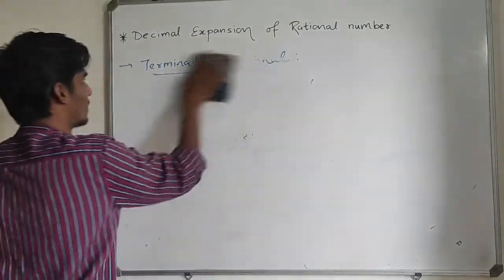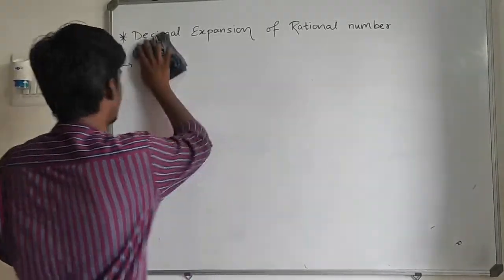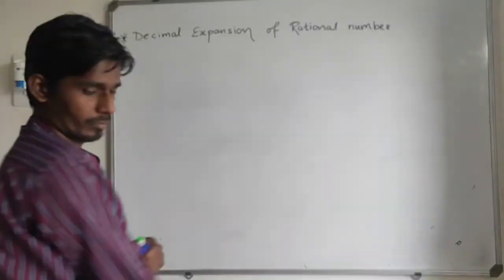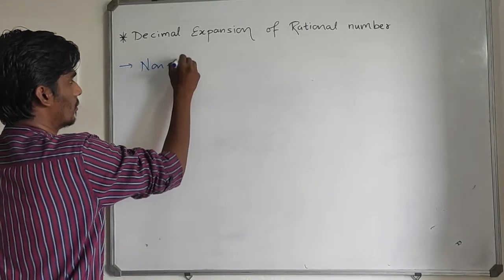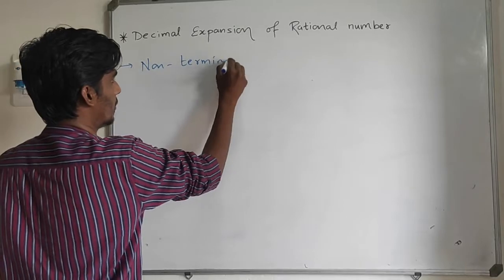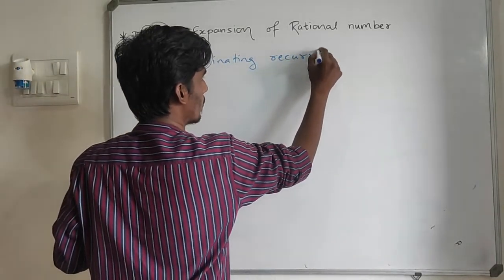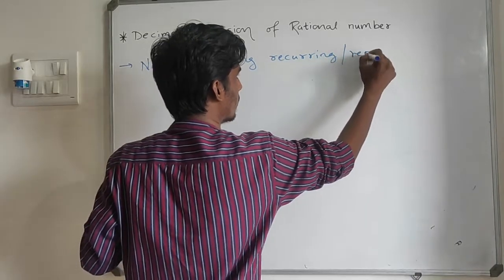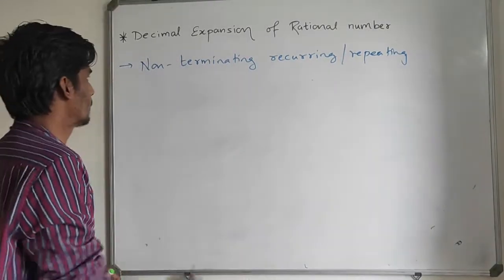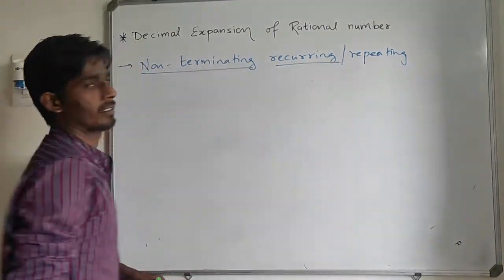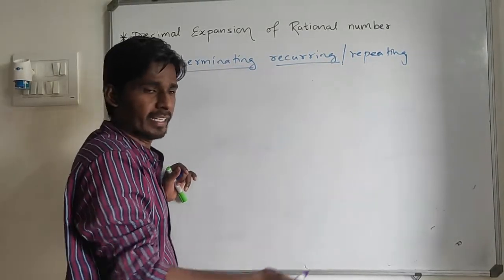Now let's move to our next part, that is non-terminating recurring, or repeating. This word itself says it keeps on repeating again and again.